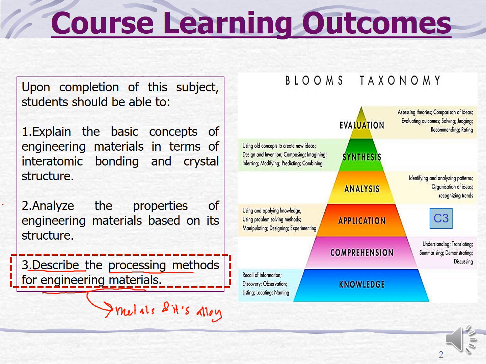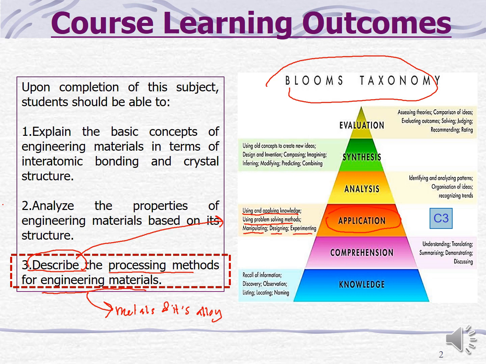Okay, from the Bloom's taxonomy, the verb "describe" in the learning outcomes for this chapter is at the level of application, where the student needs to use and apply the knowledge, use problem-solving methods, manipulating, designing, and experimenting in order to solve any issues or problems regarding this Chapter 8.